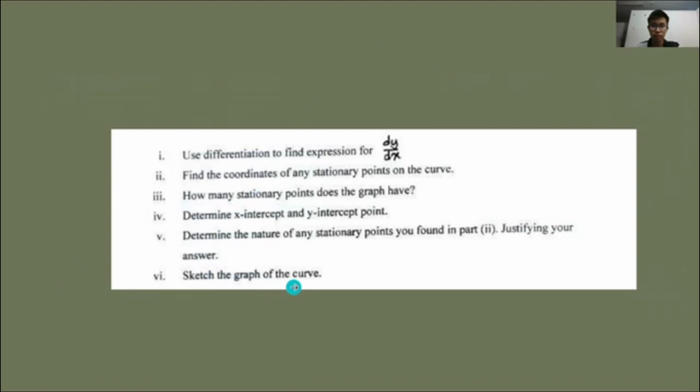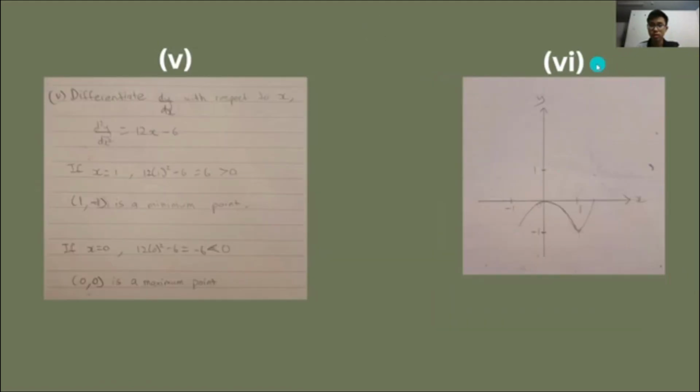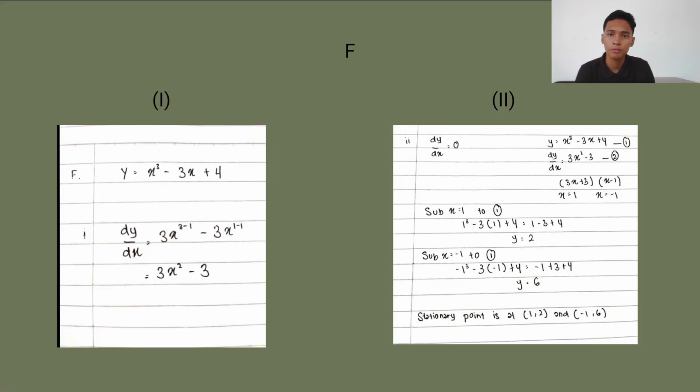Sketch the graph of the curve, number 6, where the graph of the curve will look like this: 2 stationary points and a curve. That's all for me today. Thank you.